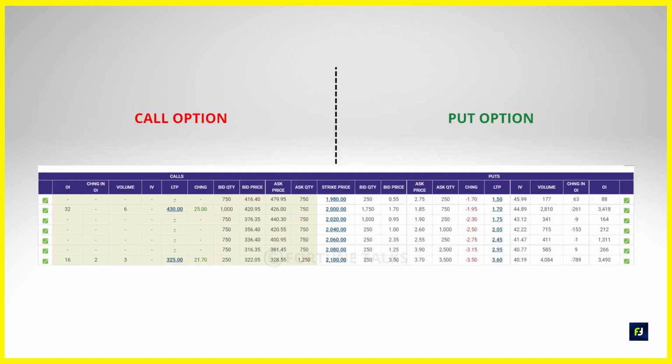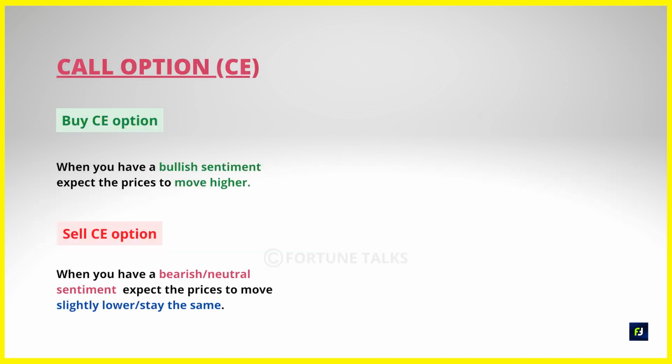Now coming to the main portion of an option chain, you can see that there are 2 sections. The left side is the call section and the right side is the put section. Now let us briefly understand what they imply. Call options give the buyer of an option the opportunity to benefit from increasing prices of a stock or an index.